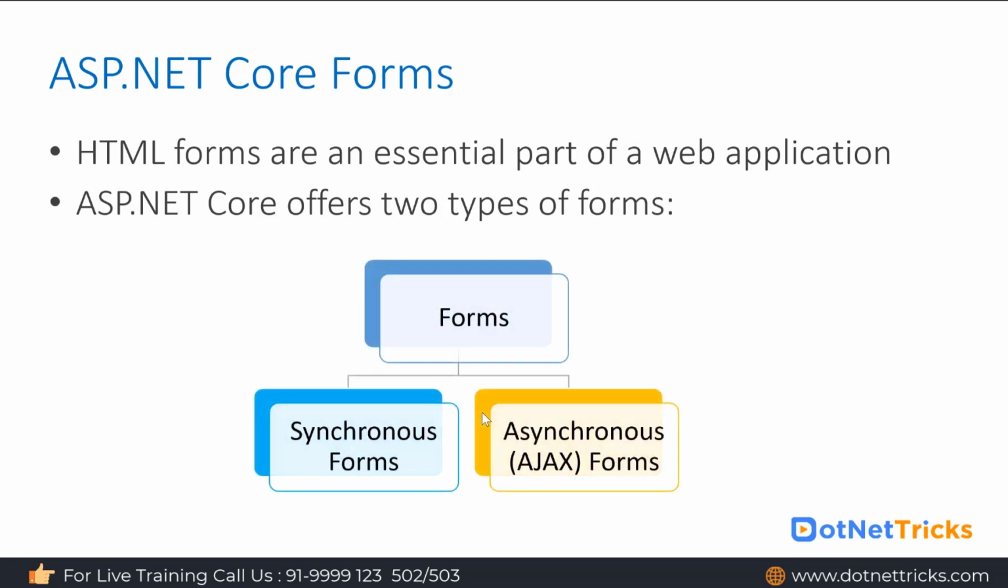So we have synchronous form and we have asynchronous form. Asynchronous form is AJAX form. In case of synchronous form, we post the value on the server side in a synchronous manner, and in asynchronous form, we post the value in an asynchronous way. Obviously when we're talking about the asynchronous way, we need to make an AJAX call. That AJAX call we make with the help of jQuery, like jQuery AJAX. So these are the two ways by which we can create the forms in ASP.NET Core.